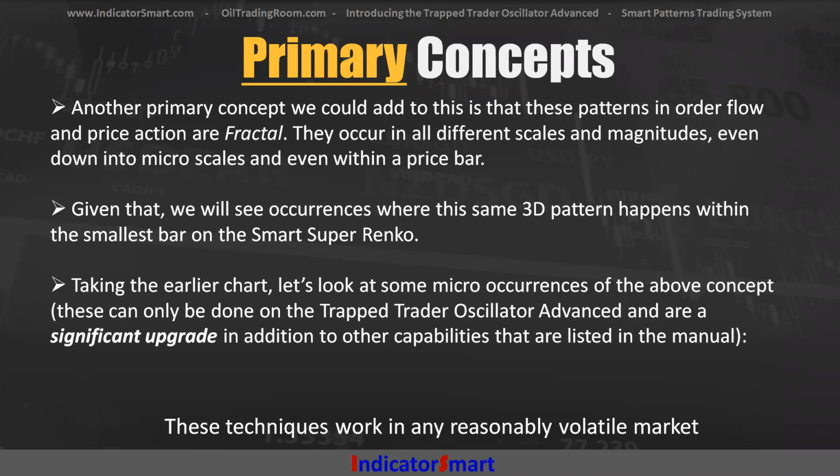And these can only be done on the Trapped Trader Oscillator because the Trapped Trader Oscillator Advanced that we're using here is a significant upgrade in capabilities that enables you to see actually down inside the bar. The earlier versions of the Trapped Trader Oscillator could not do that. And so as we developed what we call a TTOA, Trapped Trader Oscillator Advanced, we started developing these same techniques that we use in the larger scale inside the smaller bars and inside the bars themselves. And we keep finding new capabilities with that all the time as we use it daily.